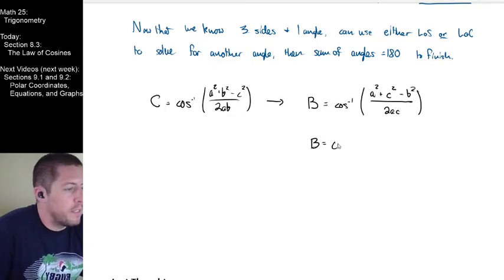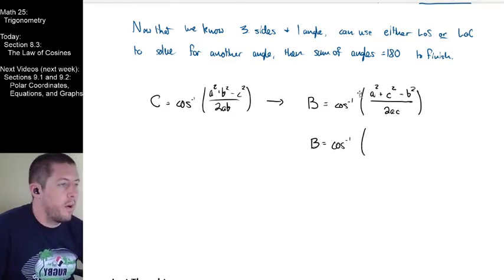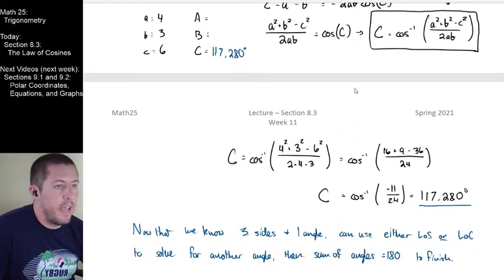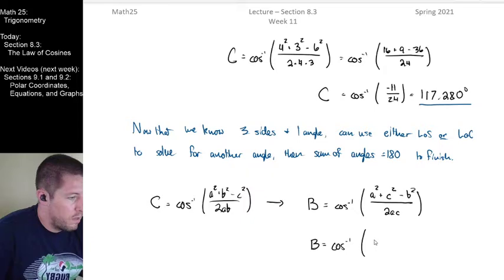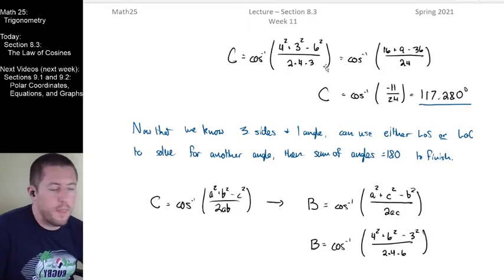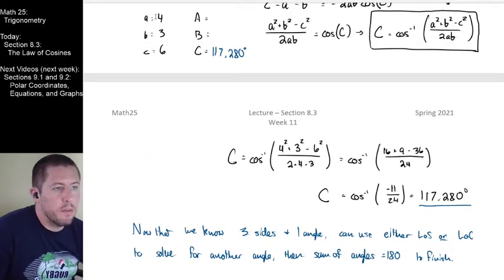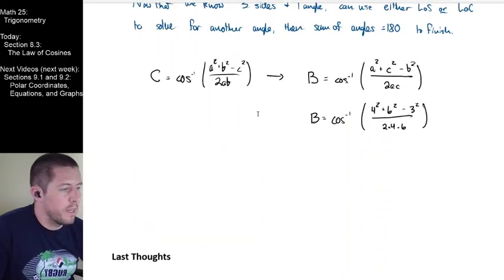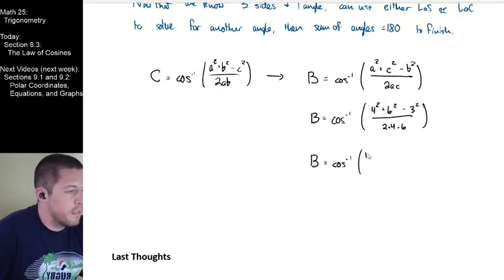And so we can get angle b to be cosine inverse of. And now I just want to grab all the terms that I know. I've got a is 4, b is 3, 4 squared plus 6 squared minus 3 squared, all divided by 2 times 4 times 6. I think I got that right? ACB 463, 463 for ACB. Okay, I think we're good there. And so I'm just going to do a little bit of simplification and we'll go to the calculator. B is cosine inverse of, and that's going to be 16 plus 36 minus 9 over 8 times 6 is 48.